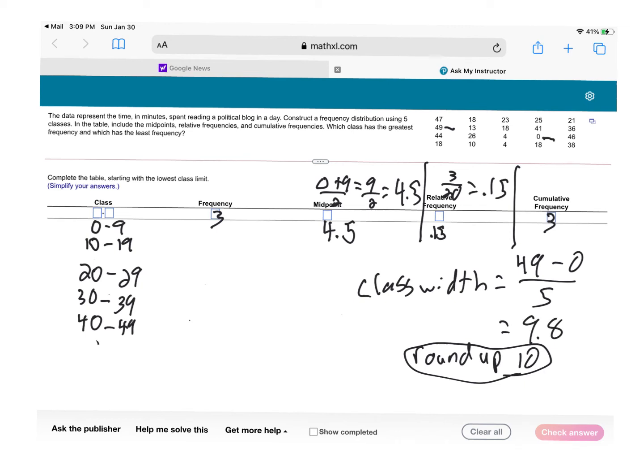I saw your question in the email about how to fill this table out.